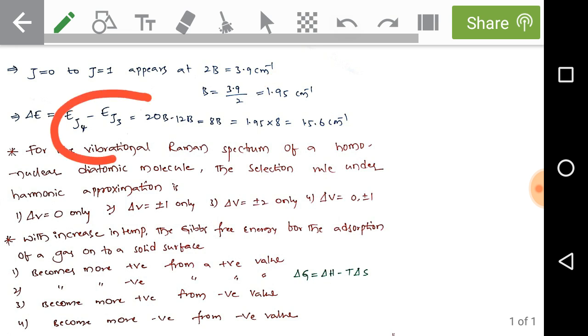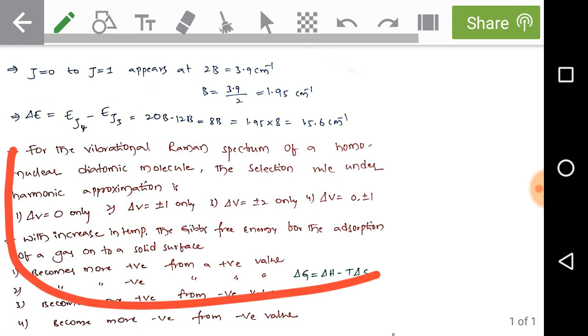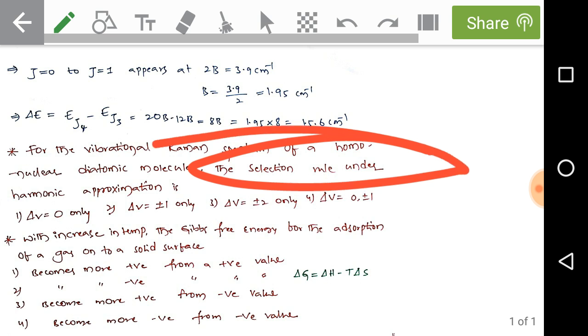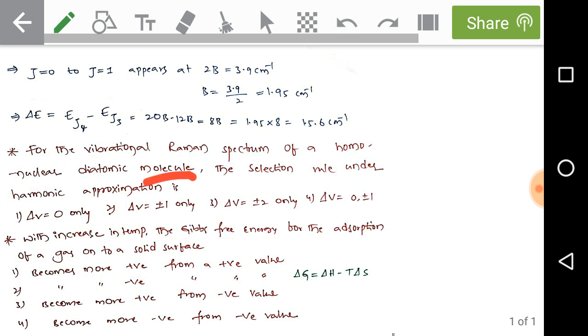Now the energy difference between J4 and J3 can be taken as, because here B is equal to 1.95, 20B minus 12B, which results in 8B. So 8 into B, 1.95, is simply 15.6 centimeter inverse. Okay. Next one, for the vibrational Raman spectrum of a homonuclear diatomic molecule, the selection rule under harmonic approximation is delta V equals plus or minus 1, which is the correct selection rule.